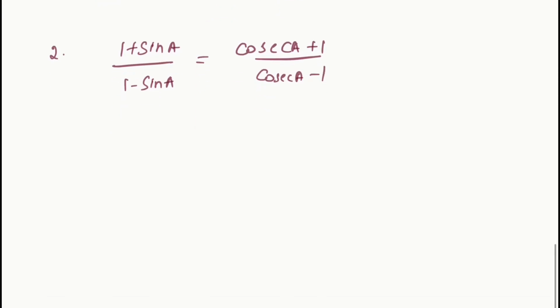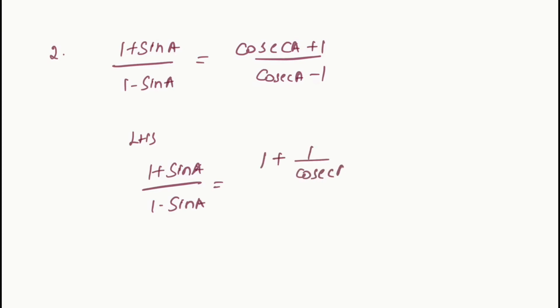Okay. So 1 plus sin A. Again I'll take the LHS. (1 plus sin A) by (1 minus sin A) equal to (1 plus 1 by cosecant A). Sin A is 1 by cosecant A. So you can just see what to apply. You have to see the LHS and RHS and compare and do it.